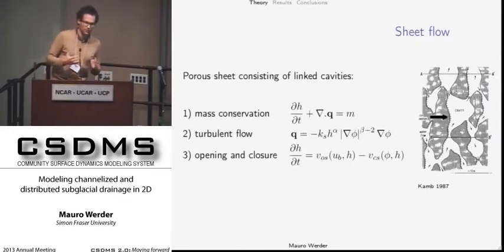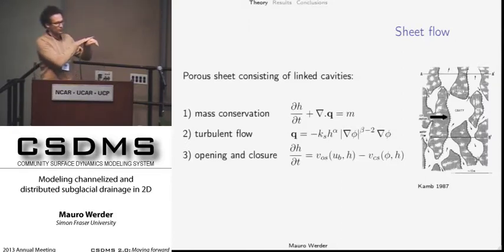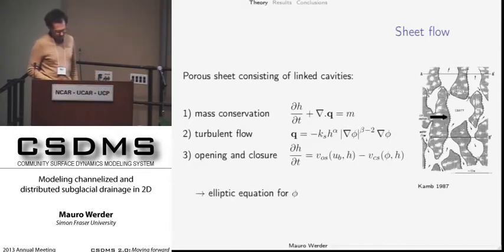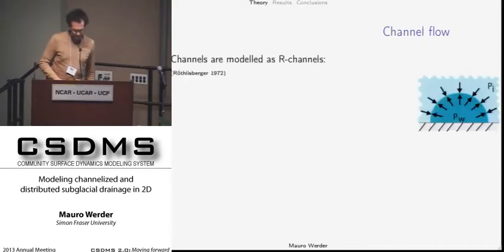And one thing about the opening of these cavities is that these cavities form behind bedrock bumps, so ice is sliding over these bedrock bumps and will lift off on the lee of the bumps, and then the cavities close by creep closure of the ice. So that's this opening and closure term. And if we combine these three equations, we get an elliptic equation for phi, the hydraulic potential, and just an ODE, namely this one here, for the drainage space evolution.